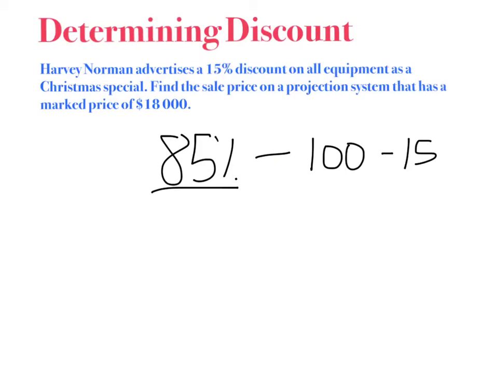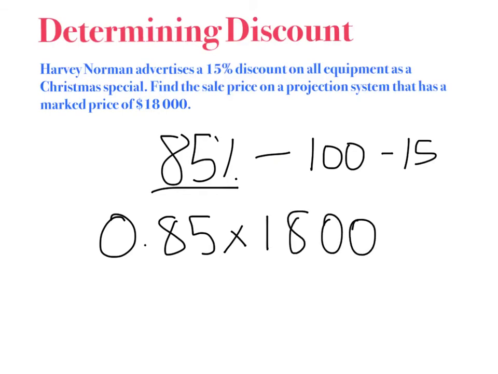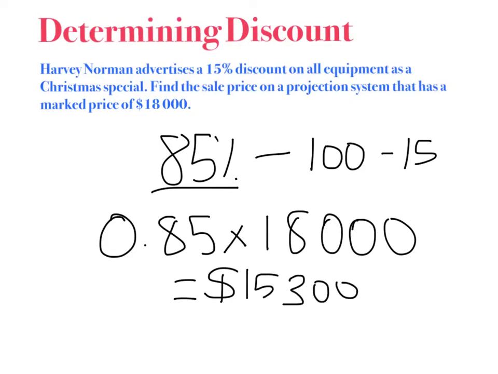So what I can technically do, I can write that 85 as 0.85 multiplied by 18,000, which will get me an answer of 15,300. First off, I know my answer's right because it is less than 18,000, and I'm talking about discount, so I know I'm going down.